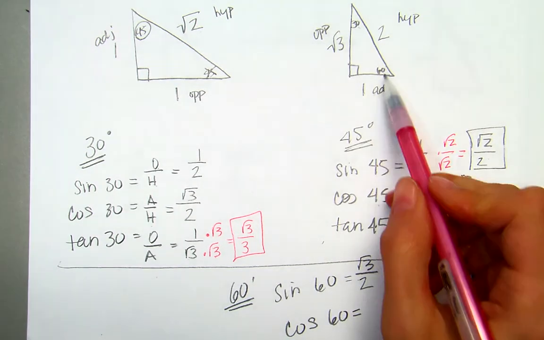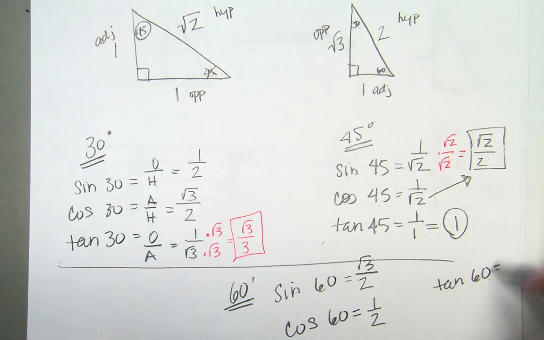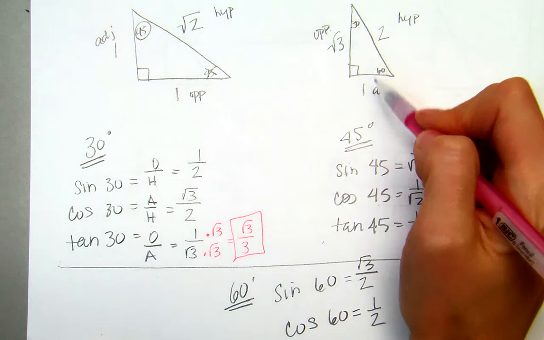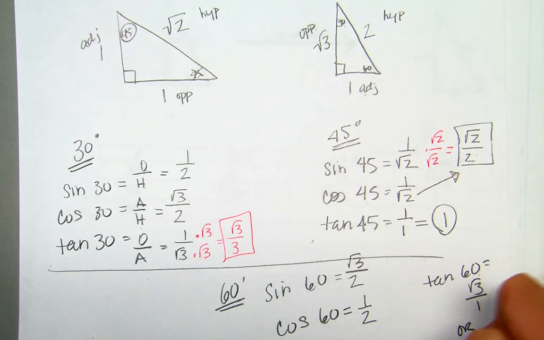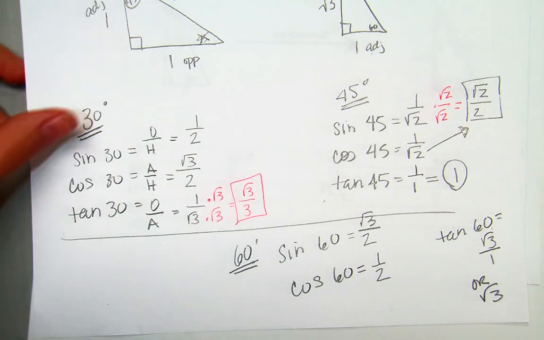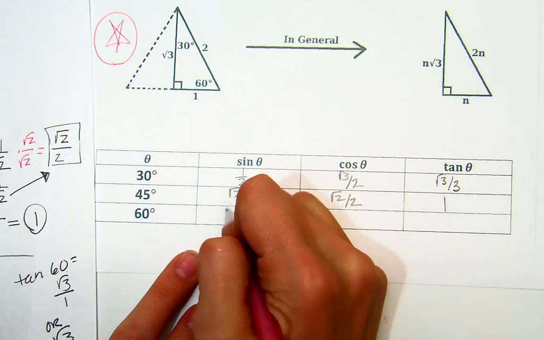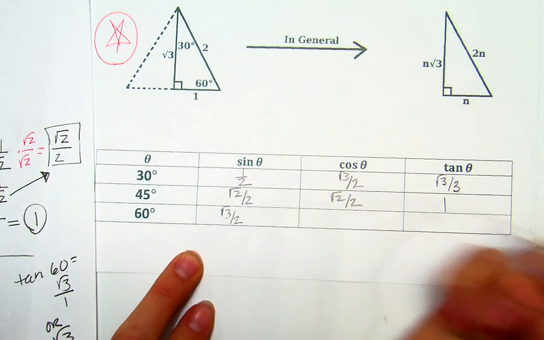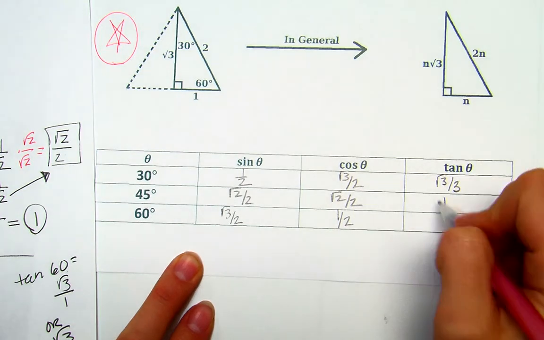Cosine of 60 is adjacent over hypotenuse, which is 1/2. And tangent of 60 is opposite over adjacent, which is square root of 3 over 1, or just the square root of 3. So if I fill in my chart, sine of 60 is square root of 3 over 2. Cosine of 60 is 1/2. And tangent of 60 is square root of 3.